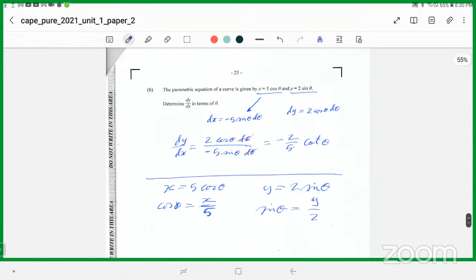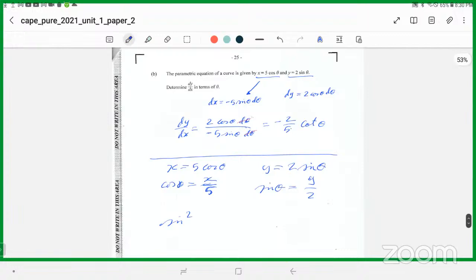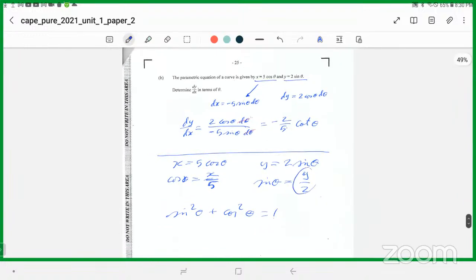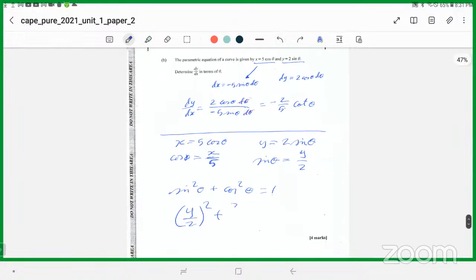Then how do I eliminate these now? I use the identity that says sine squared theta plus cos squared theta is equal to 1. Square this and put it here. So it will become y over 2 squared plus, square this one and put it for that, x over 5 squared equals 1. And this will be a Cartesian equation, just like that.